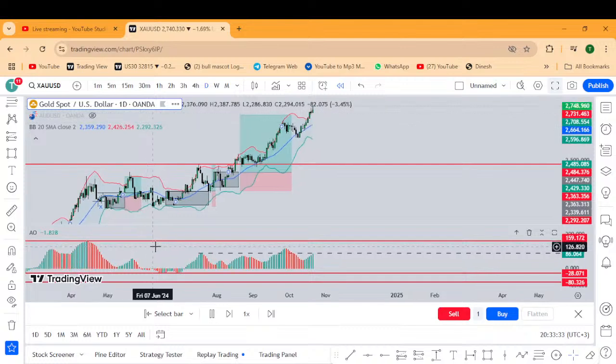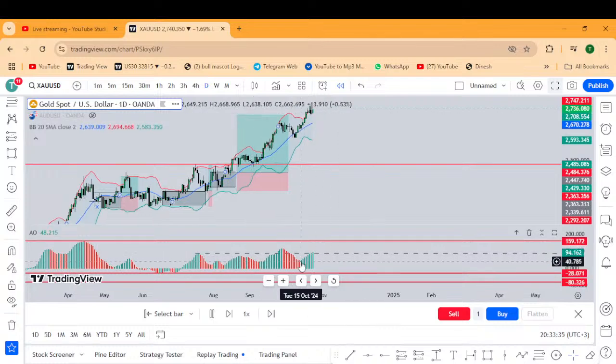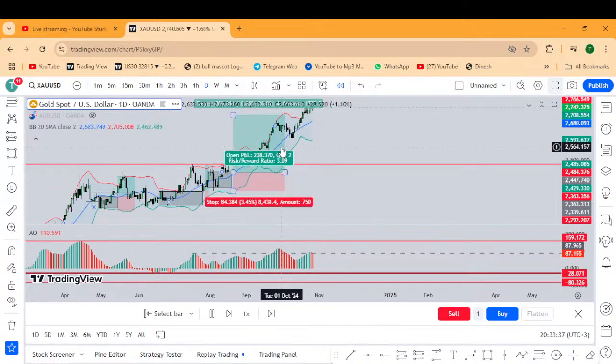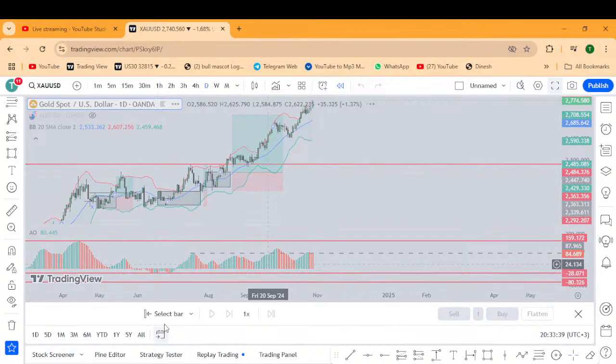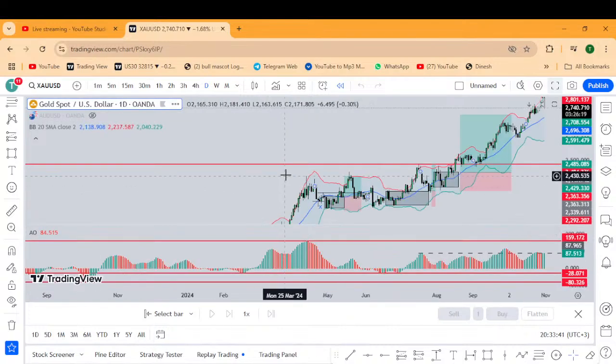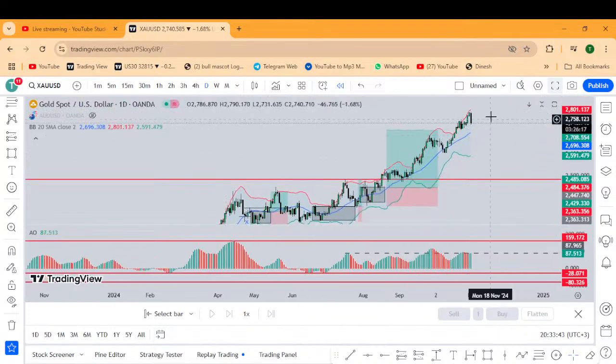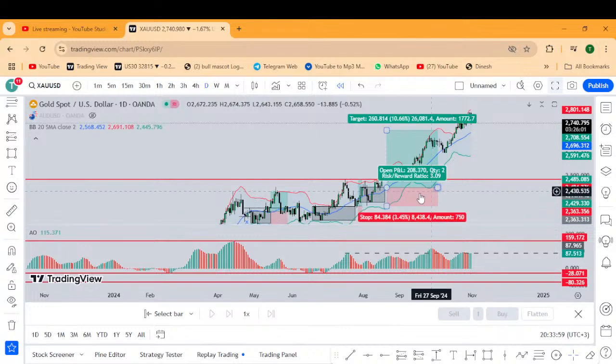So here you can see for yourself the market came back and reacted before getting to our entry point, and now it has reached where it is now. Remember, this is currently where the gold is. So what do you understand? Now you can understand what I'm trying to mean here. Now where is our next entry?